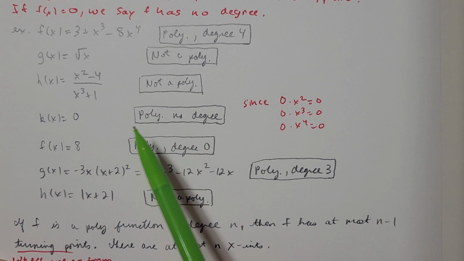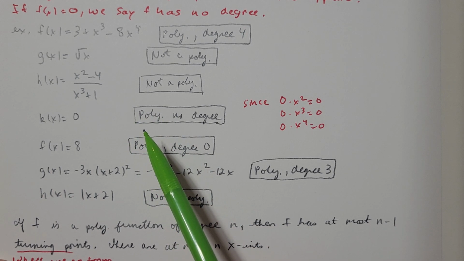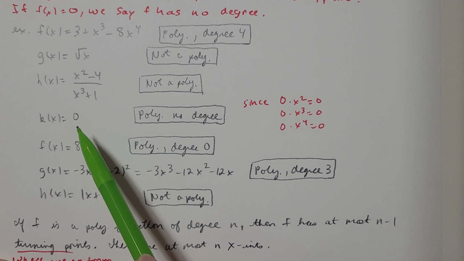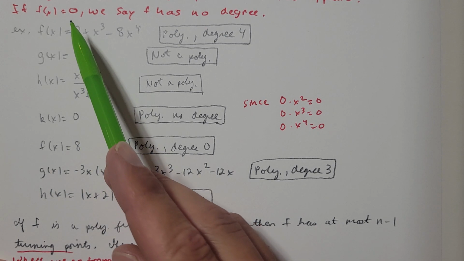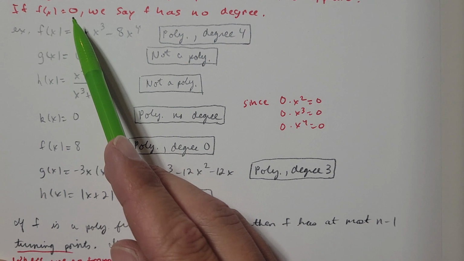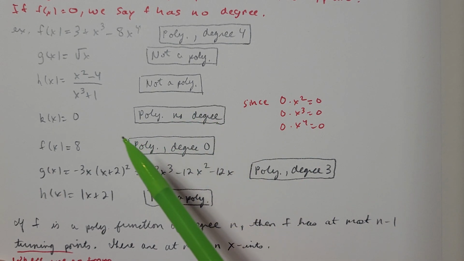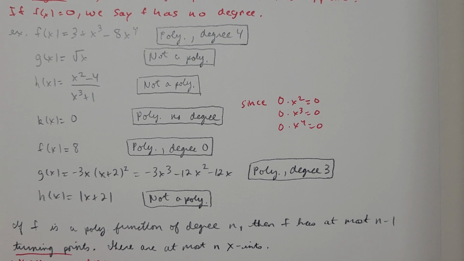Okay. Now this would be a polynomial. And this is called the zero polynomial function. The zero polynomial is the only function that we say has no degree to it. Okay, and let me talk about why that is after we look at this next example. So what if we had the function f of x equals 8? Is that a polynomial?